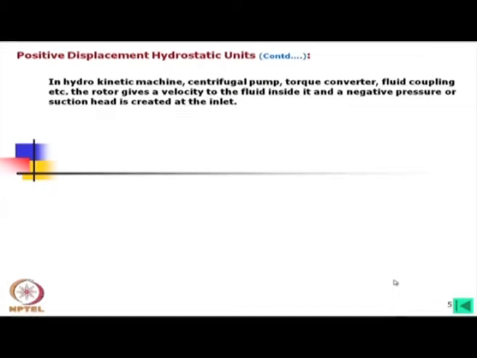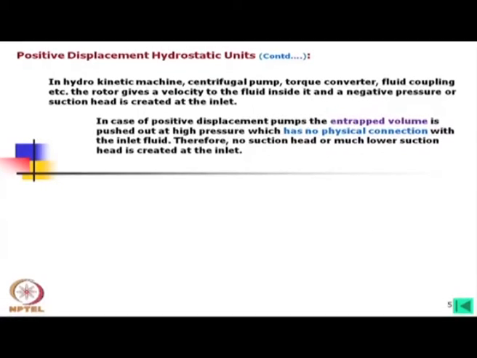In hydrokinetic machines, such as centrifugal pump, torque converter, fluid coupling, etc., the rotor gives a velocity to the fluid inside it, and a negative pressure or suction head is created at the inlet. I have explained this, so this is the difference there. In case of positive displacement pumps, the entrapped volume is pushed out at high pressure, which has no physical connection with the inlet fluid, as I have already told you. Therefore, no suction head or a much lower suction head is created at the inlet. We can specially arrange the machine to create the suction head, but it is of no meaning, it is not required.